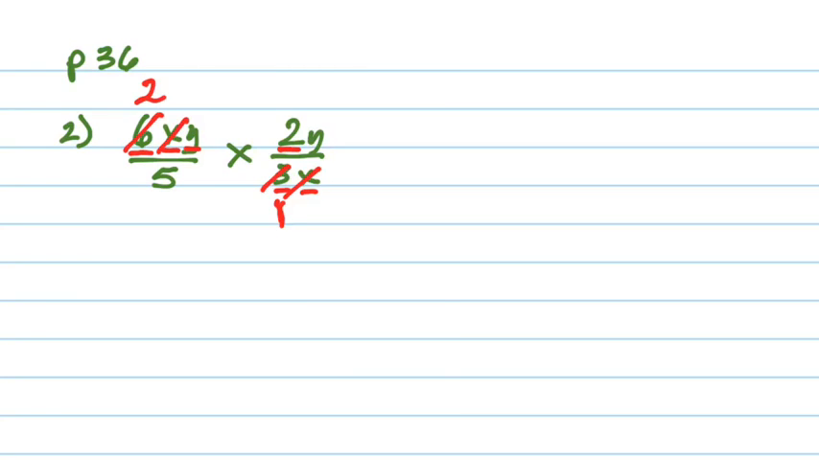My next factor is a 2. There's nothing that'll divide by 2 in the bottom. And then I have another y. There's no y in the bottom. So all I'm going to do is take whatever's left and multiply it straight across. So in the top, 2 times 2 is going to give me 4. And y times y is going to give me y to the second. And in the bottom, 5 times 1 is simply 5.